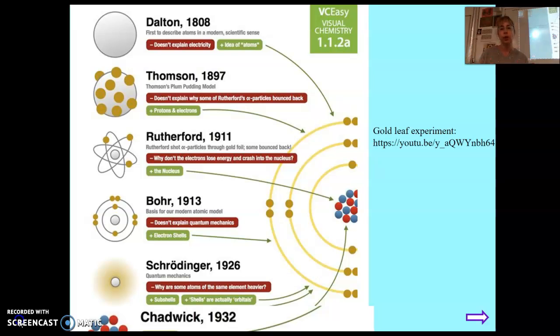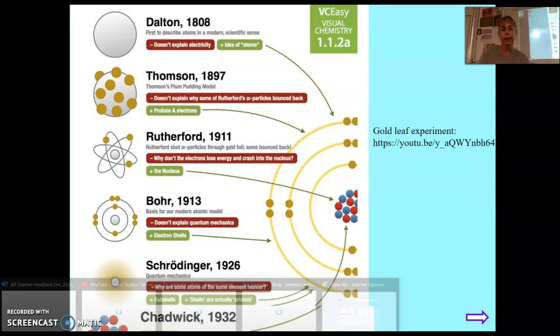Rutherford, through his gold foil experiment, worked out that the nucleus was a very small part in the atom, and that's where the protons were found, and around it were the electrons. And then Bohr came up with the idea that we study nowadays, that the protons and neutrons, the protons are in the middle and the electrons are in orbits or spheres traveling around the nucleus. And it wasn't until Chadwick came along in 1932 that he worked out that actually in the nucleus there were protons as well as neutrons. So Chadwick's claim to fame is the neutrons.